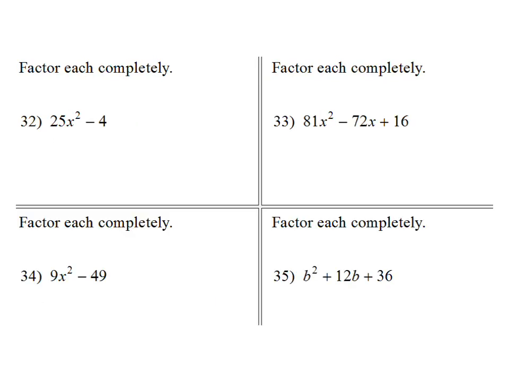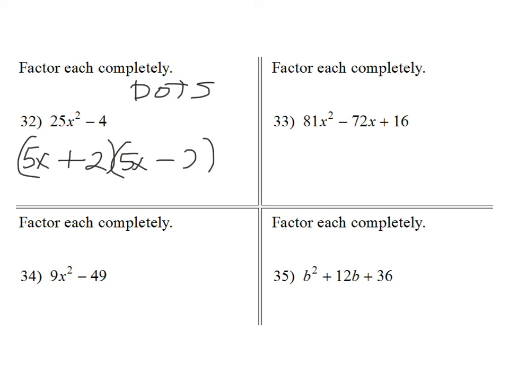Alright, here we're factoring. These are specials. This is a difference of two squares. Remember, we called it dots. Difference of two squares. Because again, for the middle term to not happen, one has to be a plus, the other has to be a minus, and these are perfect squares. So 5x and 5x gives me 25x squared. 2 and 2 gives me my negative 4. And again, the middle terms cancel out.